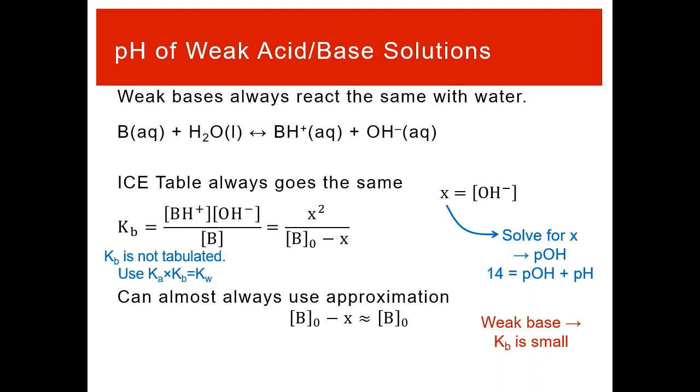Kb values usually aren't tabulated. So you need to look up the Ka of the conjugate acid and use the relationship that the product of Ka and Kb is equal to Kw, so you can figure out what Kb is. Because it's a weak base, Kb is still less than 1. It's usually a small value. You can still make the same approximations that you make when you're dealing with weak acid solutions when you're trying to figure out the pH.